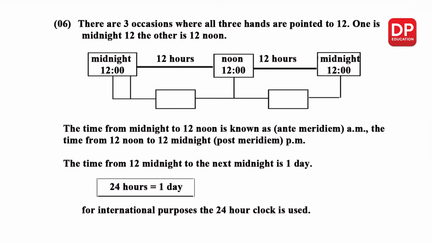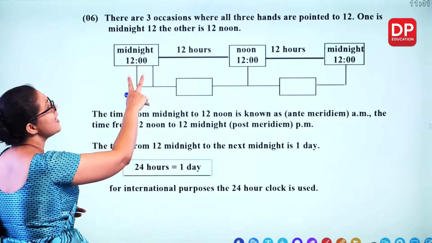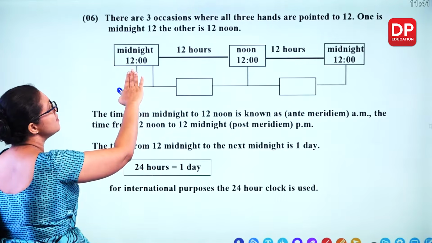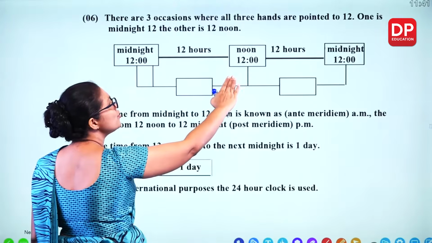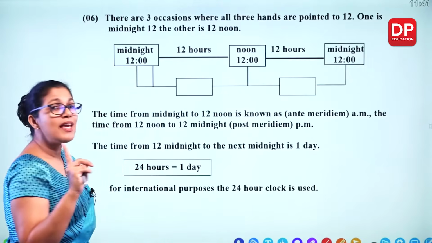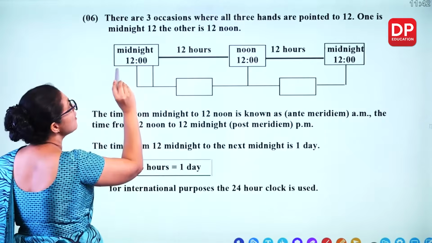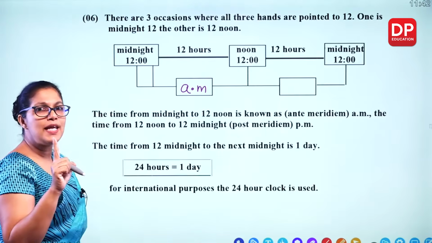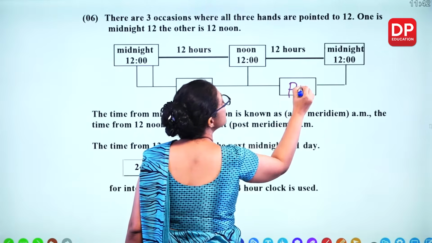There are 3 occasions where all 3 hands are pointed to 12. So one is midnight and the other one is noon. So midnight 12 to 12 noon, that's 12 hours. Then noon to midnight 12, again 12 hours. So midnight to noon we call AM. What does AM mean? Anti-meridian. So 12 noon to midnight we call that's PM.